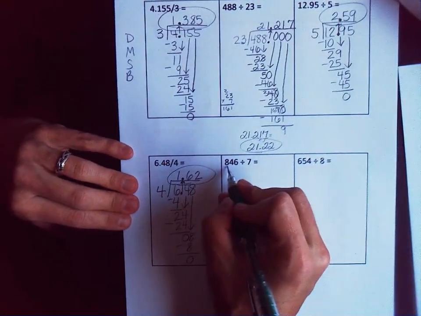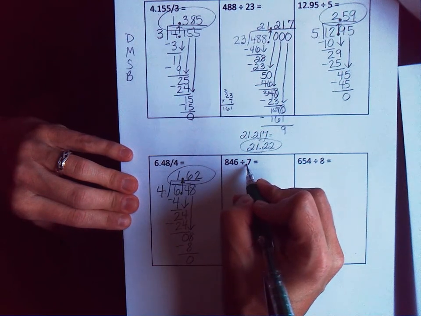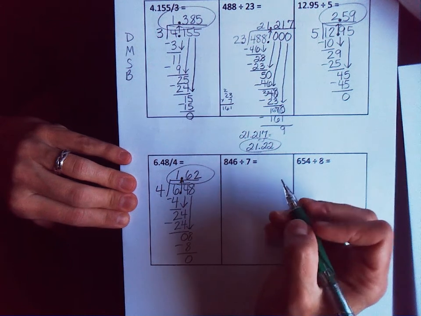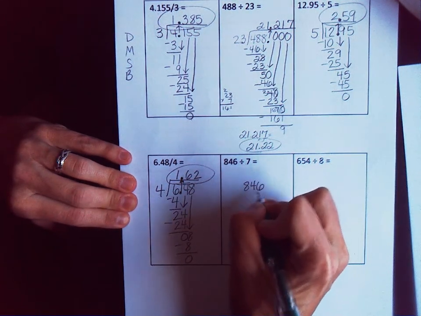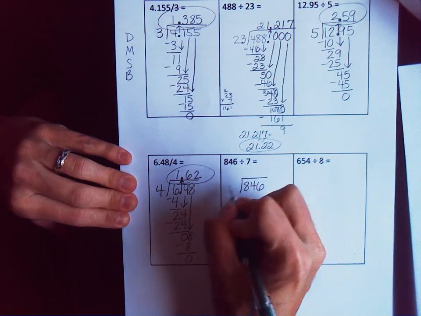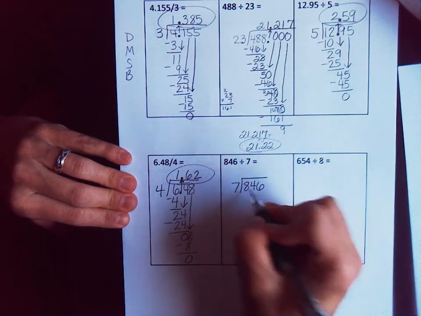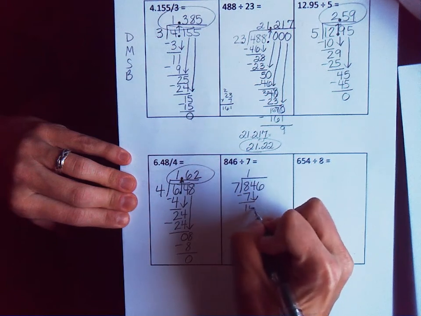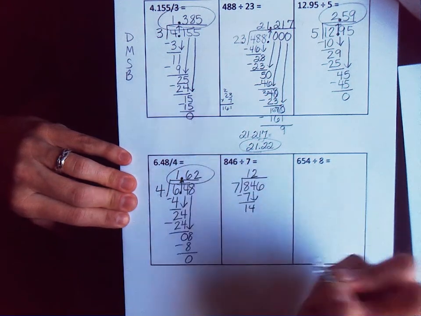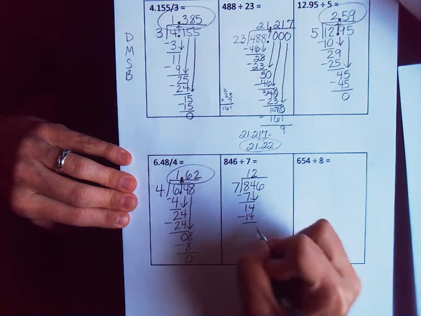Let's look at the next problem. Again, this just appears like we are dividing whole numbers. Okay, so let's see how this works out. 846 divided by 7. Okay, 7 goes into 8 one time. I subtract, bring down 4. 2 times 7 is 14. I'm going to subtract, get a 0.